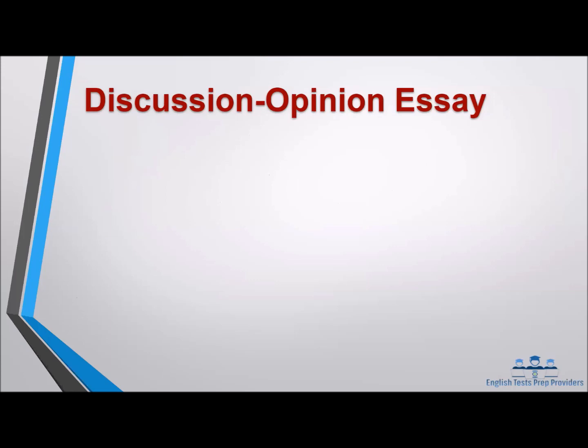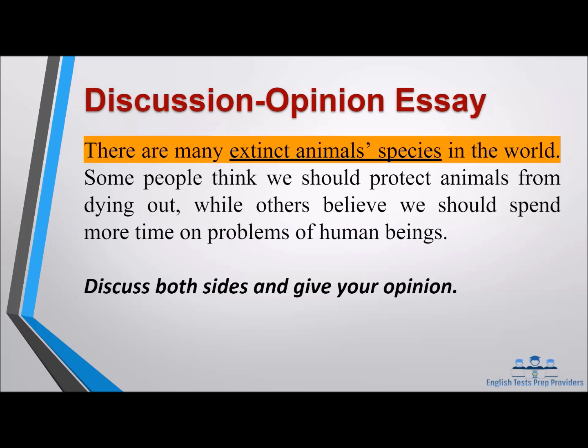But this time, there is another thing that you have to keep in mind. Here's an example of this essay prompt. There are many extinct animal species in the world. Some people think we should protect animals from dying out, while others believe we should spend more time on problems of human beings. Discuss both sides and give your opinion. Now, I want to ask you, what is the difference of discussion opinion essay to the previous essay that we had? What have you noticed?